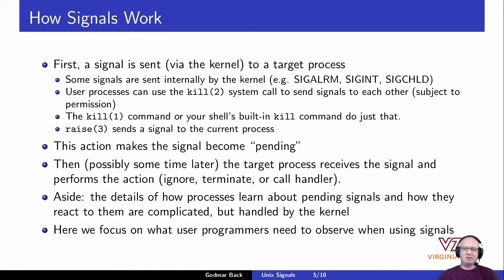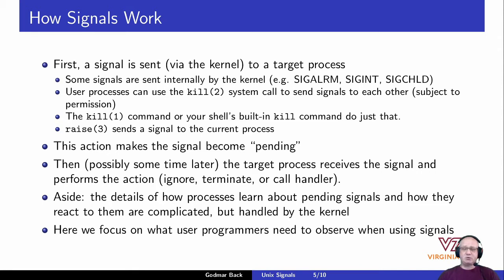The details of how this is done are quite complicated. You can imagine that, for example, if a process is running on a CPU, the operating system has to take some measures to inform this process of the signal that was sent to it, for example, by sending an interprocessor interrupt.